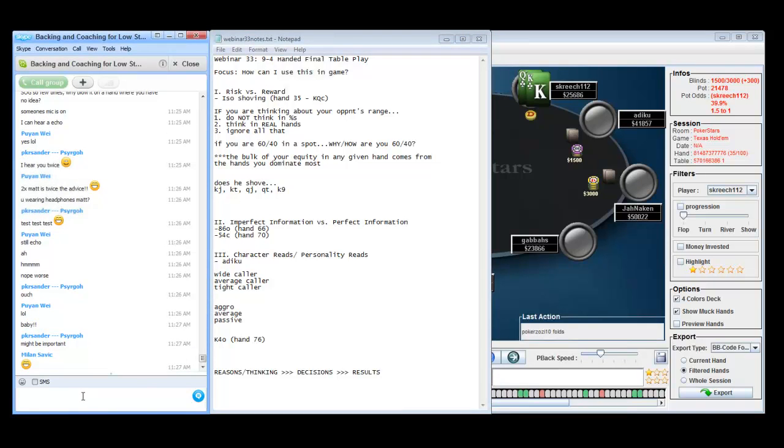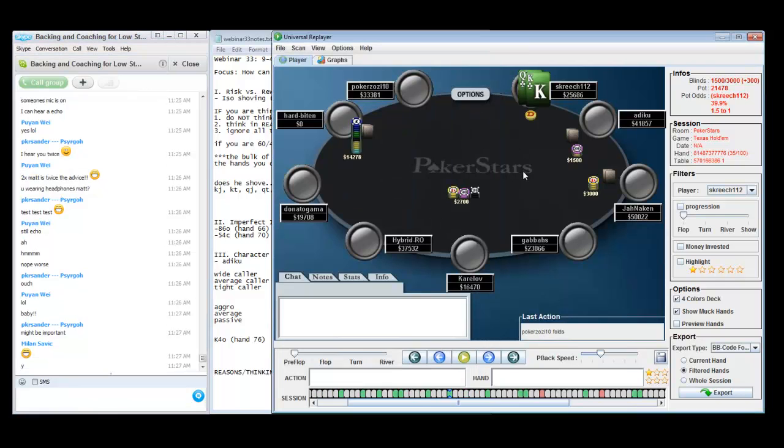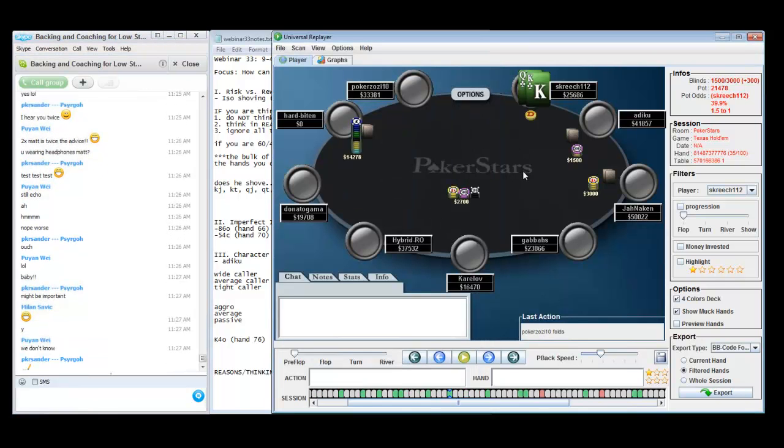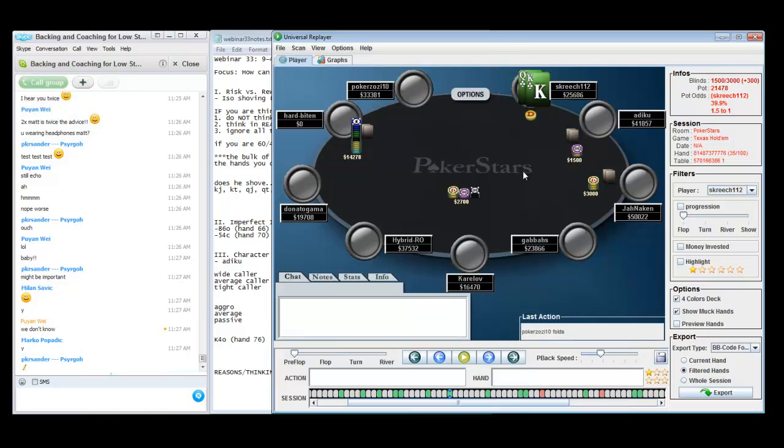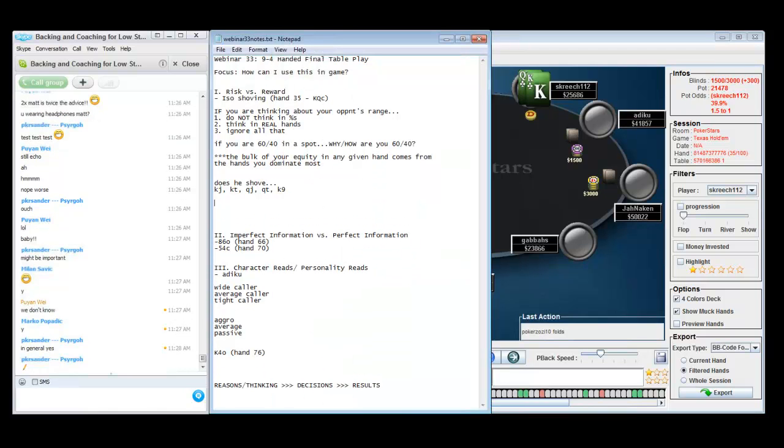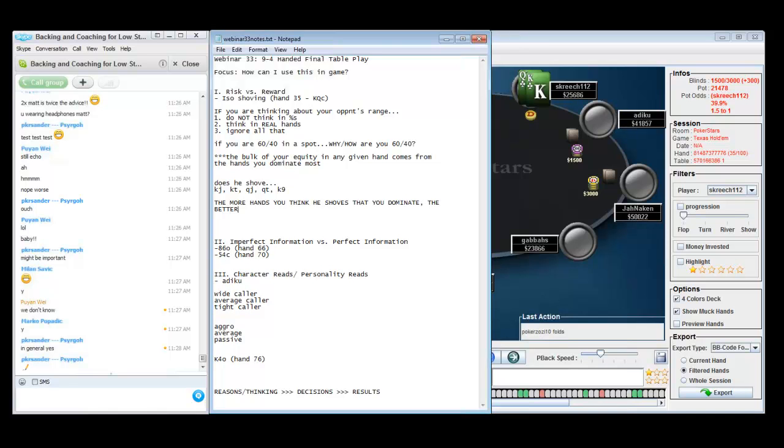Does he shove King Jack? Answer that question, everybody. Yes or no, does he shove King Jack? You still don't know for sure. It's at least a lot easier to answer than what's his shoving range. Because now we have a yes or no question instead of an open-ended question. Anyway, how to use this in game. The more hands you think he shoves that you dominate, the better your call is.